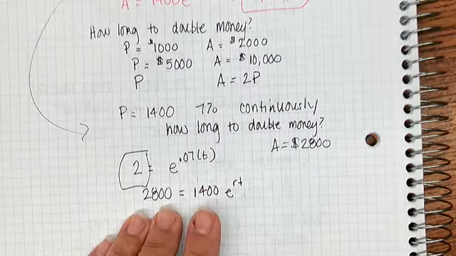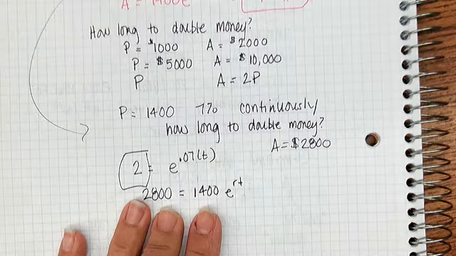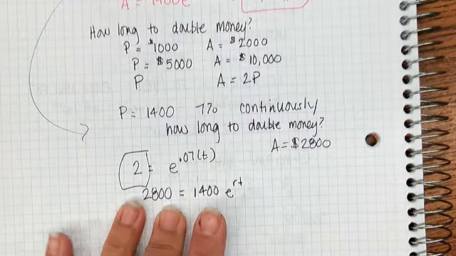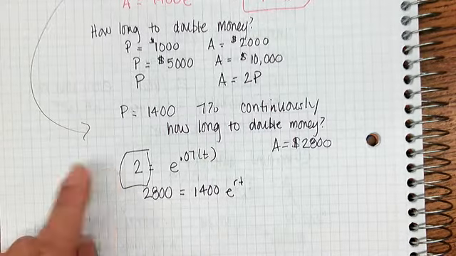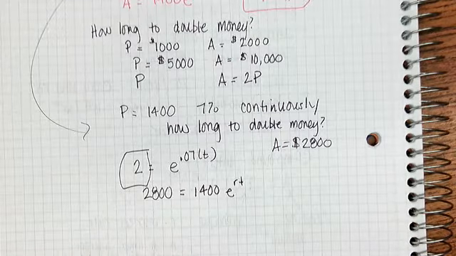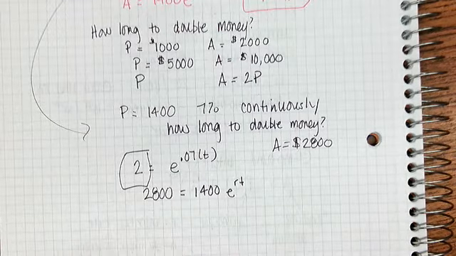I'm starting with 1,400. I want 2,800. What happens when you divide both sides by 1,400? You get 2 every single time. When you want to double your money, it's going to equal 2 every single time.